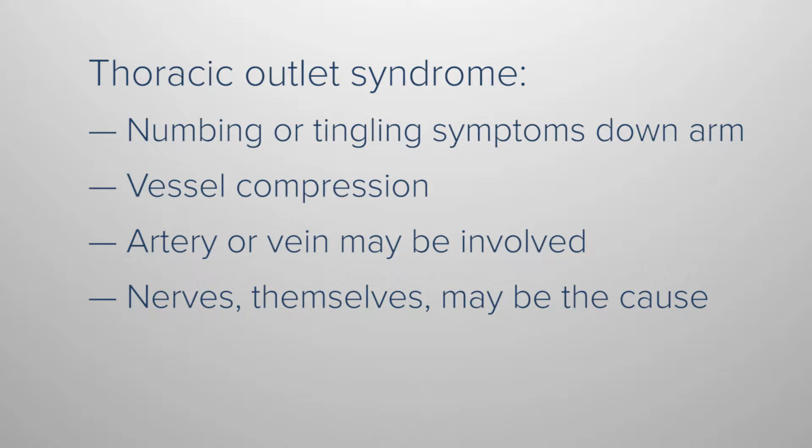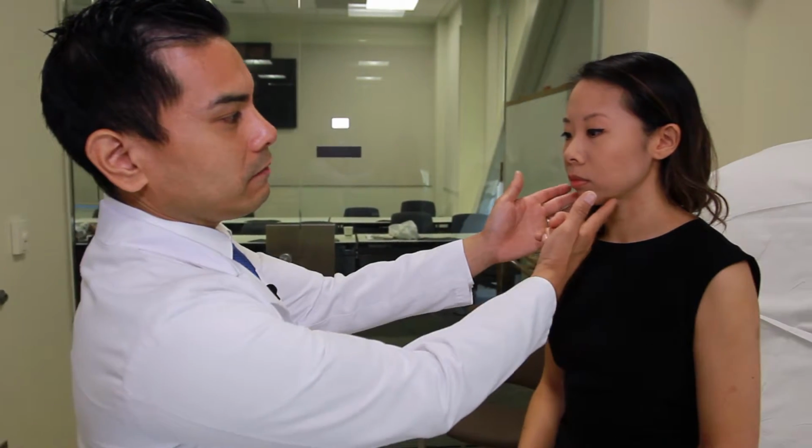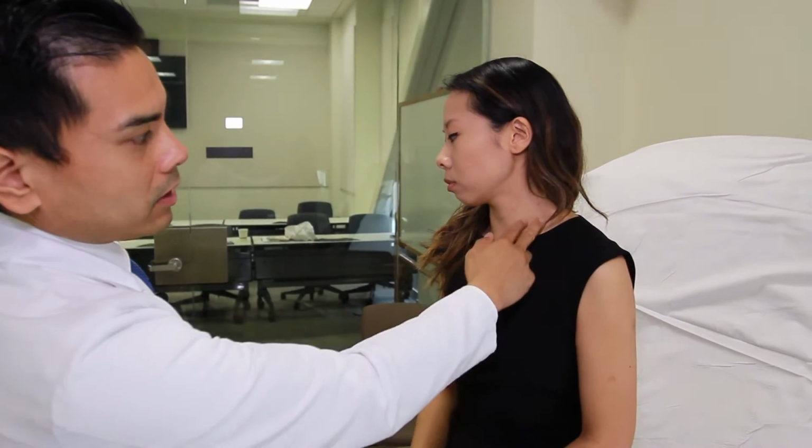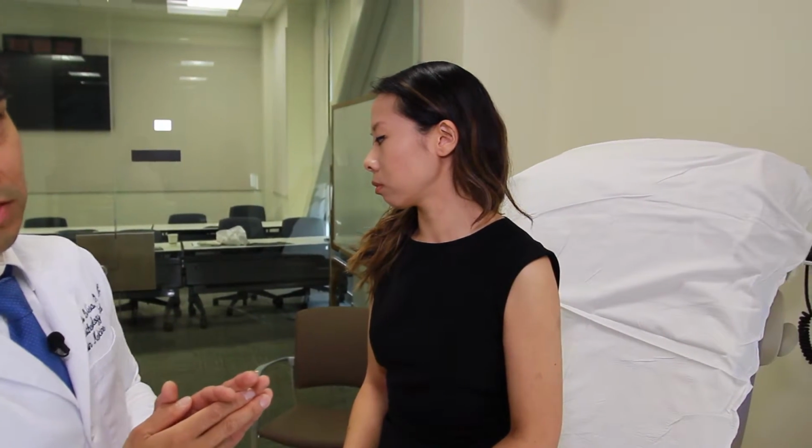That could be either as a result of a vessel problem, where there is compression of the vessel, whether that be an artery or a vein, or compression of the nerves themselves as they course through what's called the thoracic outlet. Looking at the location of the thoracic bundle, if I actually look at the sides of the neck here, there are a couple of muscles called the scalene muscles, anterior and middle scalene, and at this interscalene area is a common area of compression.